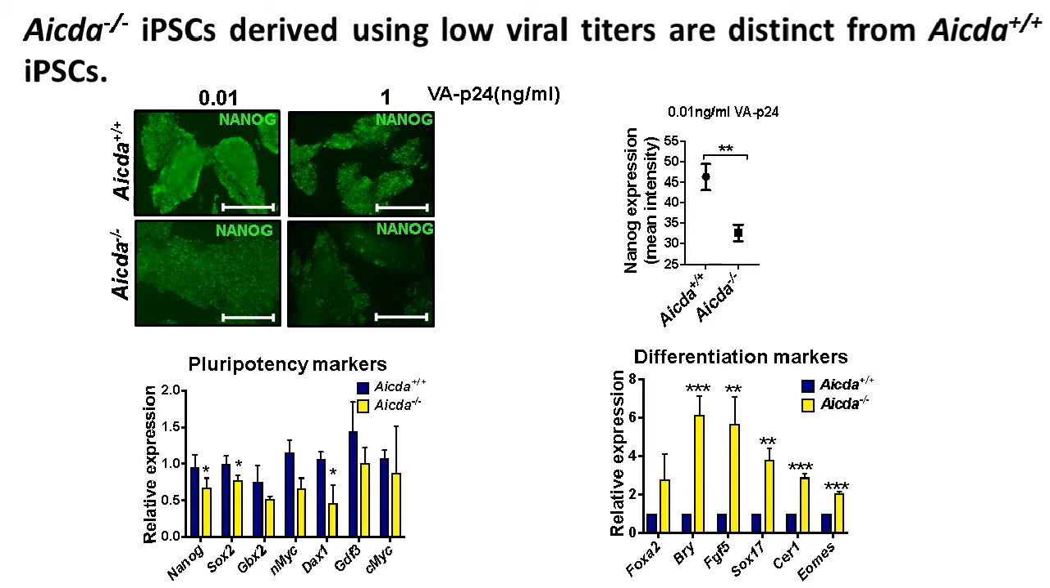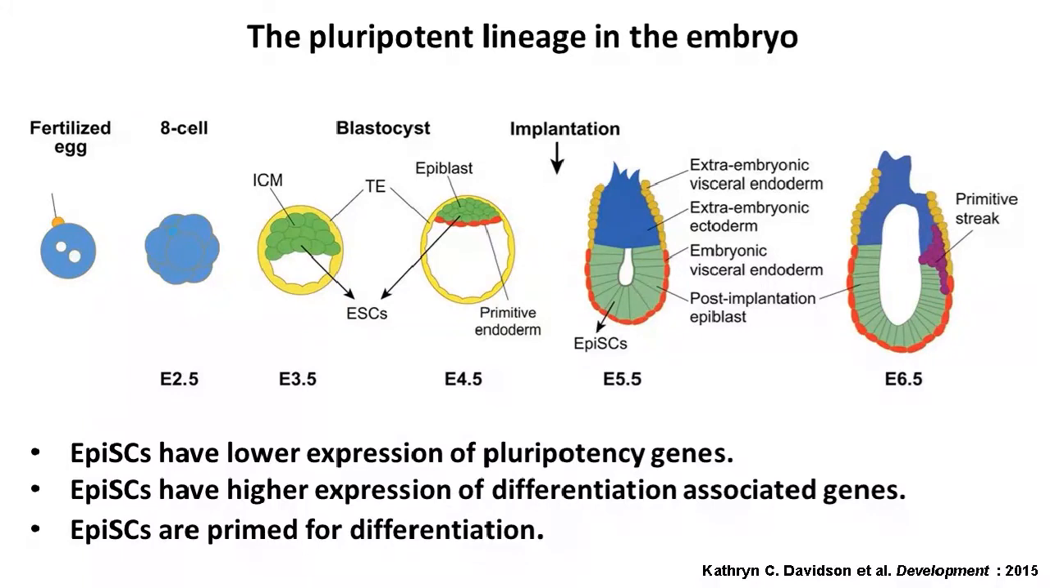Interestingly, we observed that these cells are primed for differentiation. When we keep them in culture for 2 or 3 days, we see upregulation of differentiation genes in the AID knockout cells as compared to the wild type. So this suggested that AID knockout cells are different from the wild type cells. That's why we now focused on whether AID knockout cells are not naive cells, but are similar to epiblast stem cells.